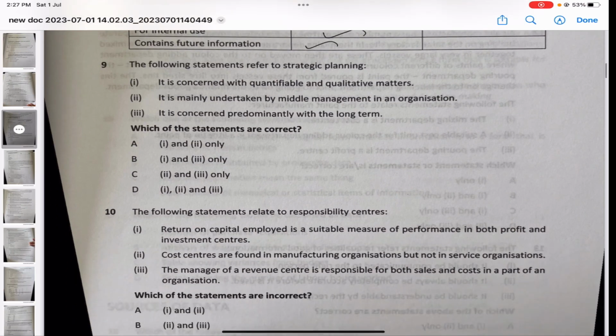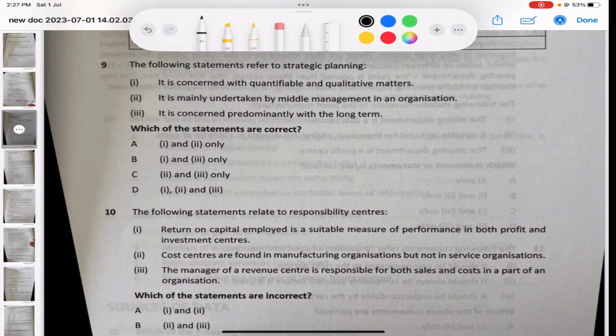The following statements refer to strategic planning. It is concerned with quantifiable and qualitative matters. It is mainly undertaken by middle level management. It is concerned predominantly with the long term. Okay, so which is correct for strategic planning?